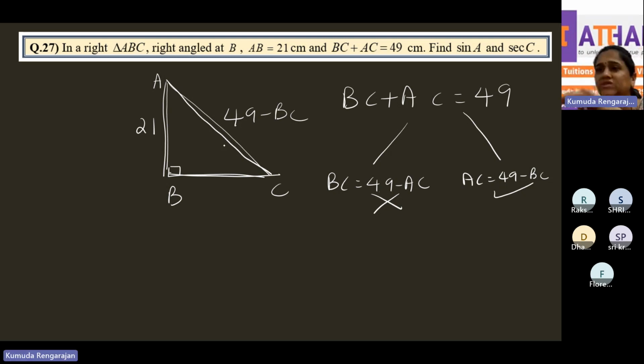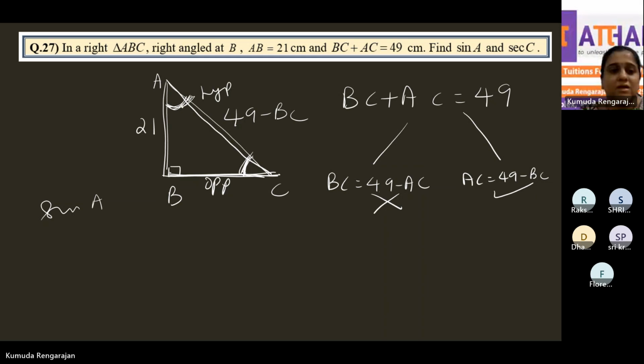When you know all the three sides, you can see this is sin A and sec C. You should find sin A. Sin A for this angle is the opposite side by hypotenuse. Sec C for this angle is hypotenuse by adjacent. Sec C is hypotenuse AC by adjacent. For angle C, the adjacent side is BC.